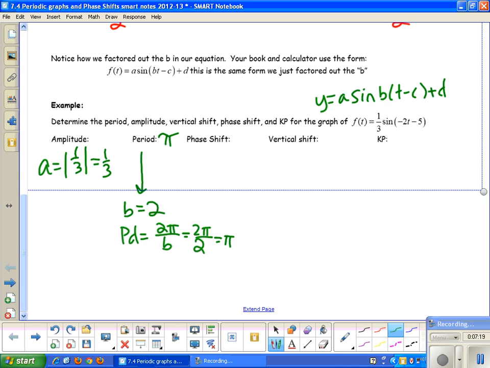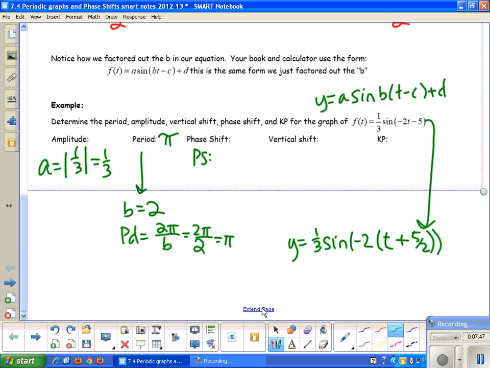My phase shift, if I want to find it, first I have to factor out my b value from the equation. When I factor it out, I get y is equal to 1/3 times the sine of -2, which I'm factoring out, times t, and then minus minus would become plus 5/2. When you're factoring out, you're really just dividing it out. So that gives me a phase shift, and usually I write PS for phase shift, so if you see me write that, that just means phase shift.